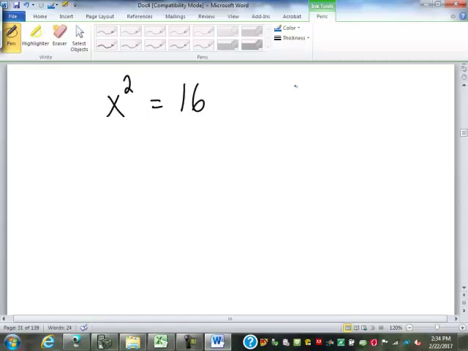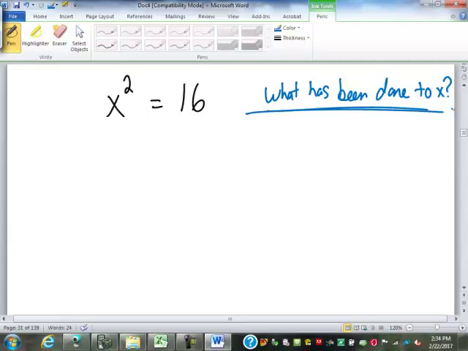When we see an equation like this, we're back to just a single step here. What has been done to x? Well, what's keeping x from being alone is this 2 here. Right? But it's not multiplied by 2. That 2 is a power. So what's been done to x here? X has been taken to the power of 2, or it's been squared, in other words.